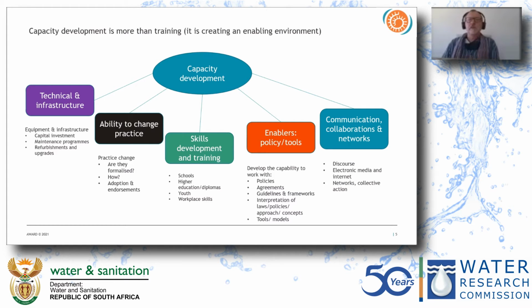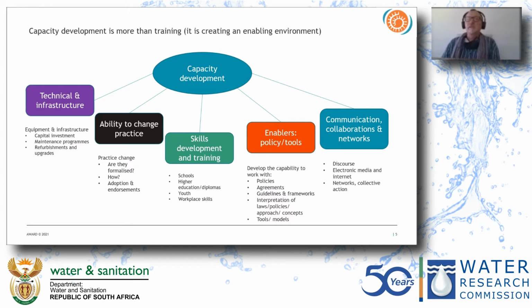So there are some of the aspects I've included in this graphic. There could be technical and infrastructure capacity issues. There could be the ability to change practices and adapt, something we call adaptive capacity in systems thinking. And then, of course, the traditional view of capacity development is one of skills development and training. I'll come back to that aspect specifically later. Capacity can also involve what are called enablers. These are policies which enable something, tools, models, and so on, guidelines. These are all things that enhance capacity.